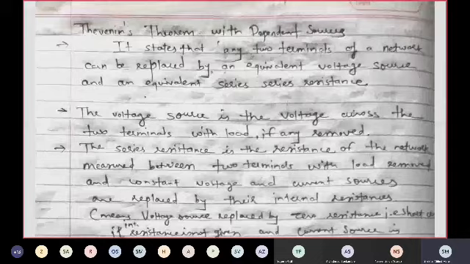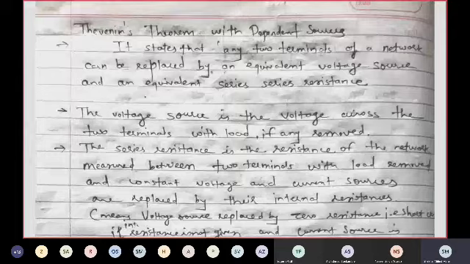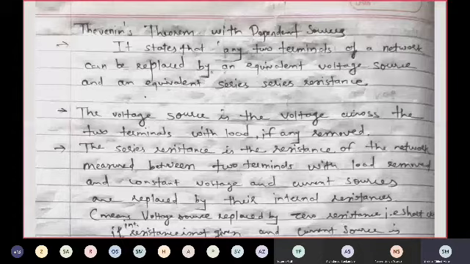Now, next is Thevenin's theorem with dependent sources. In BEE, you have studied Thevenin's theorem with independent sources only. In that, you have to find only VTH and RTH. So here, the steps are something different than Thevenin's theorem with independent sources. Now, first we will see the statement of Thevenin's theorem.